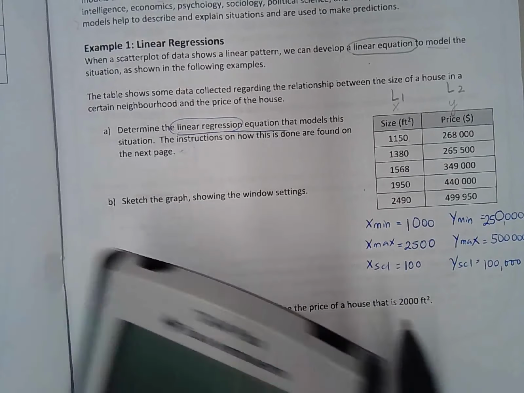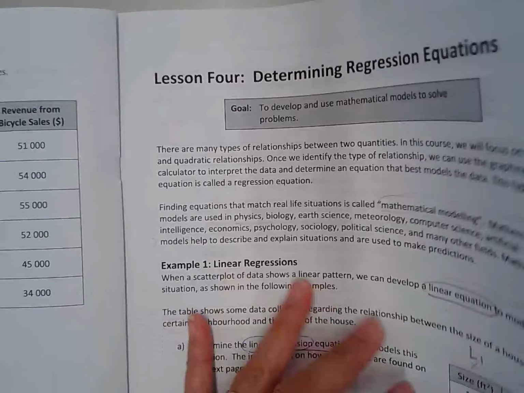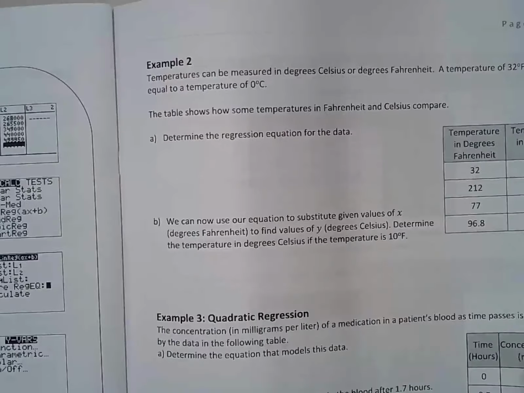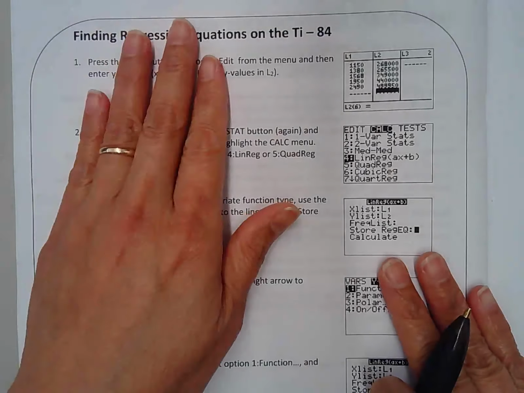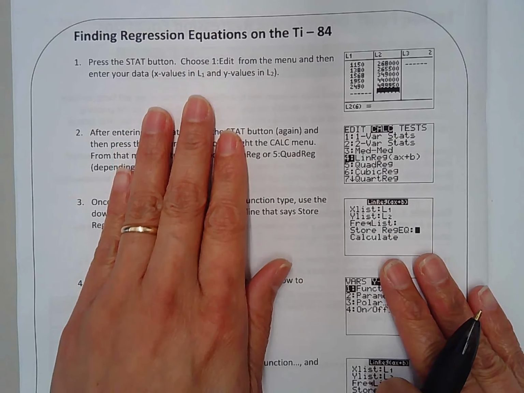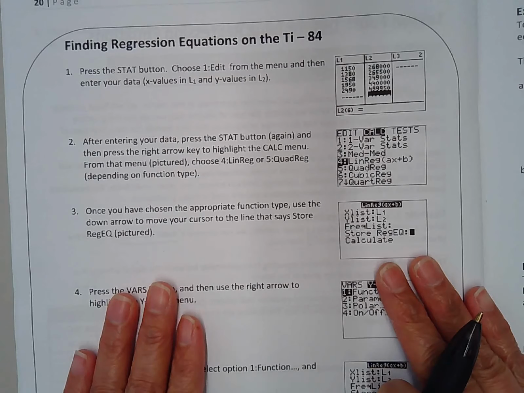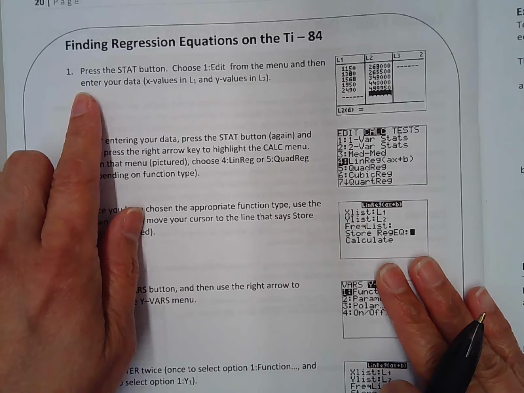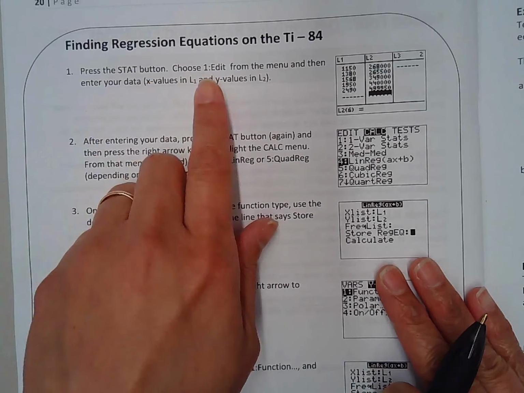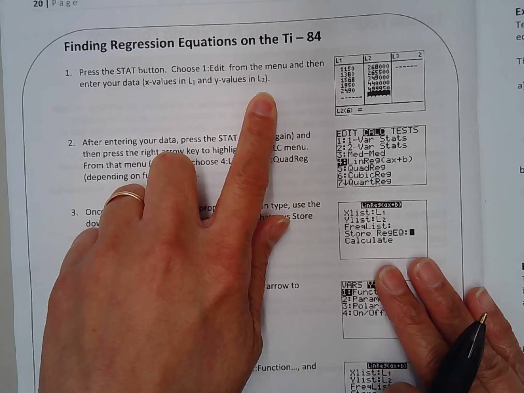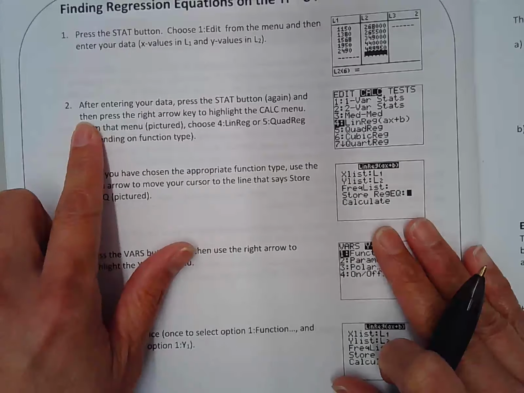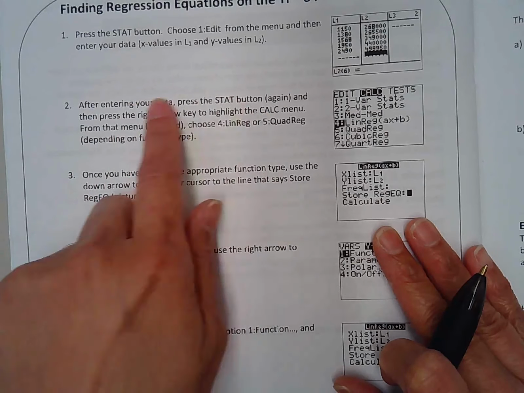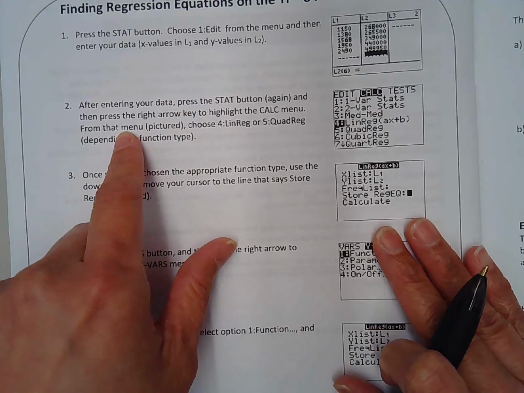So here's what we're going to do. Flip it to the next page. Okay. This is a step-by-step on how to find the regression equation. Okay. So press the stat button, edit, enter the values in L1, L2. Have we done that one? Yes, we have. After entering your data, press the stat button. So from here, this is where we're starting now.